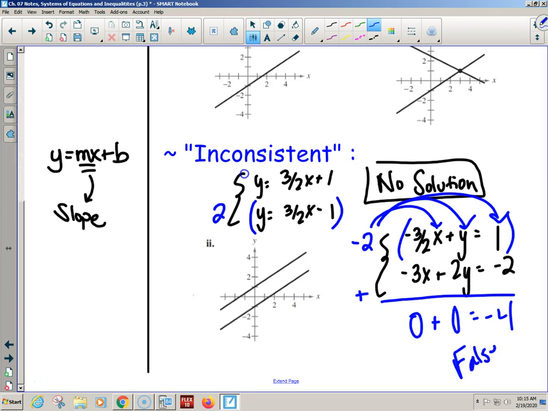Never. Whenever you get a false statement, all the x's, all the y's cancel out. That false statement is telling you there are no intersections. There's no possible way that these can ever come together and be true at the same time. That's a false statement. Now, Ivy, what problem were you asking me about?